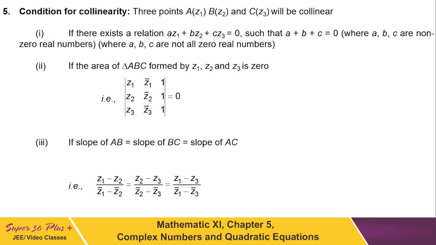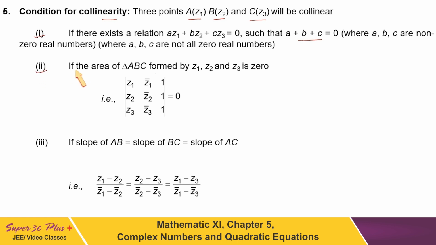Students, you have to keep in mind this complex slope of line PQ. Students, now we are going to study the condition of collinearity. 3 points A, B, C, whose affixes are Z1, Z2, Z3, will be collinear if there exists a relation aZ1 + bZ2 + cZ3 = 0 such that a + b + c = 0, where a, b, c are real numbers and not all zero. Got it? This is the first way by which we can prove that points A, B, C are collinear.